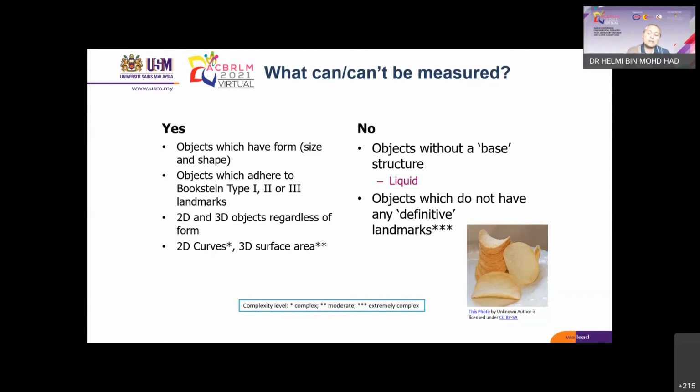Because when we are going to landmark, we need to determine what is head, what is tail. Where do we start and where do we end? A Pringles is an object with two symmetries. So we cannot measure this, sadly. We can try to measure, but we cannot get meaningful data to interpret.